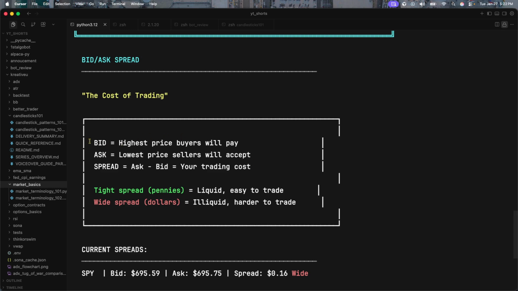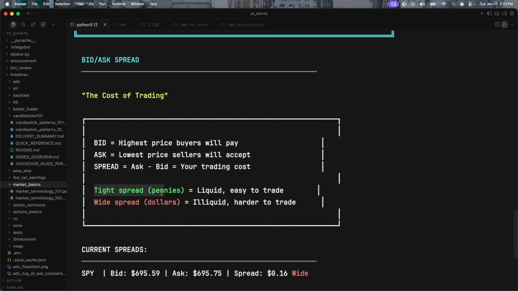We're going to be getting the bid price, right? So getting into the market, you're paying the ask. So you're asking to get into the market. And when you want to get out of the market, you're putting up a bid and trying to get the highest price possible. The difference between the ask and the bid is going to be your trading cost.